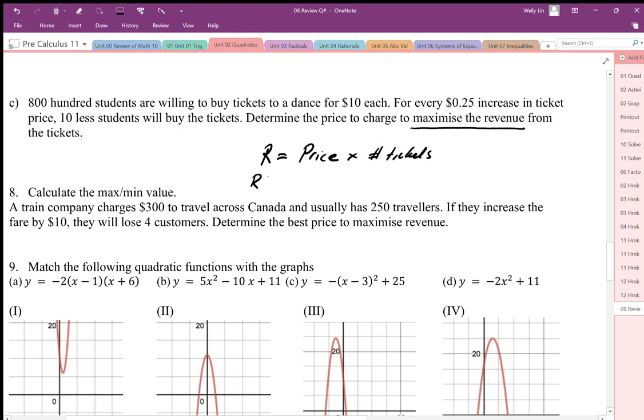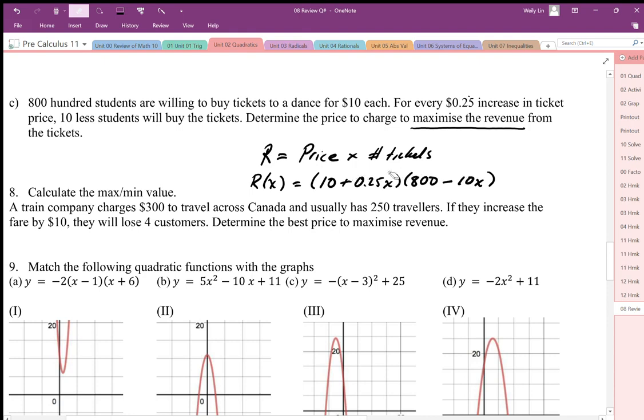Okay, so we need to make this a function of x. I'm going to start with a price of $10, and x is going to represent the increments of 25 cents, so that's how much I'm going up by, and also the decreases of 10 students. So I'm going to do it in groups of x. So $10 plus 25 cents for every x. And for the number of tickets, it's going to be 800 tickets minus groups of 10. So as we increase by 25 cents, I'm going to decrease by 10 students.